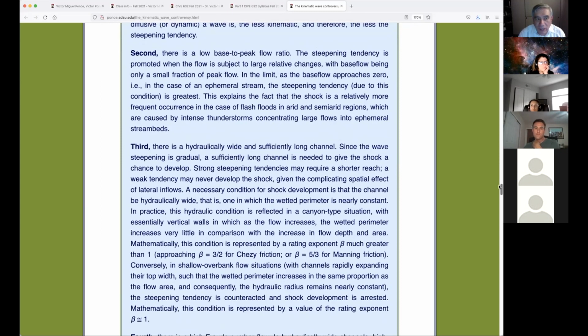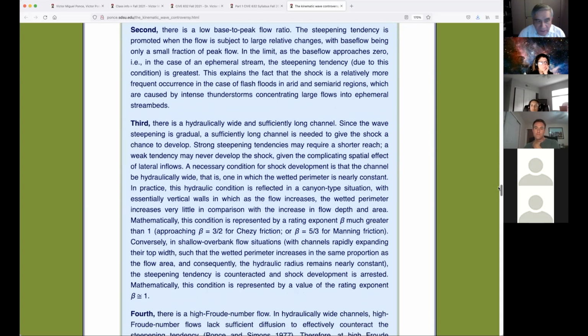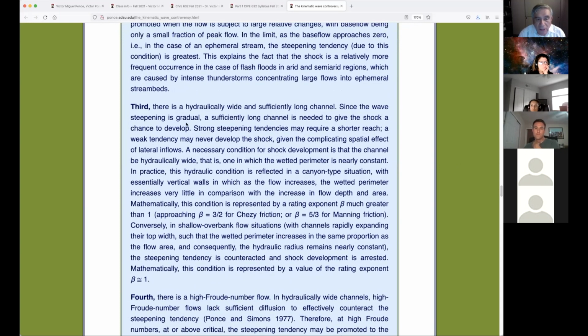Third, so we got that the peak to base flow ratio is very important. Third, hydraulically wide and sufficiently long channel. Oh, this is extremely important. We figured that out by hundreds of trials. The basin has to be hydraulically wide. The river has to be hydraulically wide.